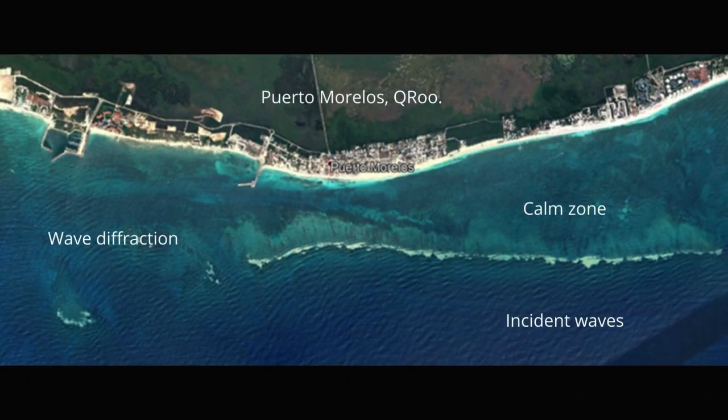The image below illustrates a stretch of coast in Puerto Morelos where the coral reef influences the wave energy reaching the shore, and, consequently, the hydrodynamics in the area. See how waves are diffracted by the coral reef, and how the barrier is changing the wave energy, promoting a calm zone behind the reef.